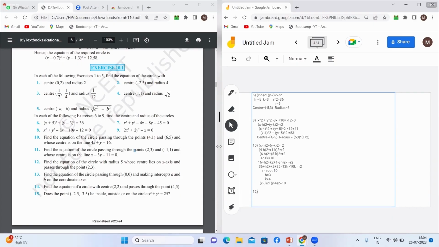Question number 12. What is said in question number 12? Find the equation of circle with radius 5. इसमें अपने को रेडियस दिया हुआ है and whose center lies on x axis. अपने को दिया हुआ है center lies on x axis. So सबसे पहले अपन नीचे लिखते हैं: center lies on x axis.